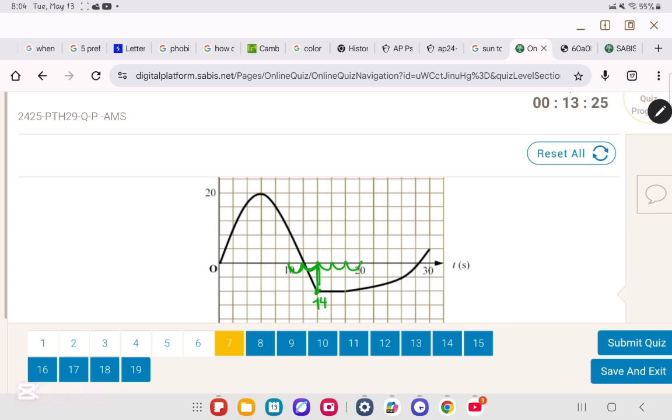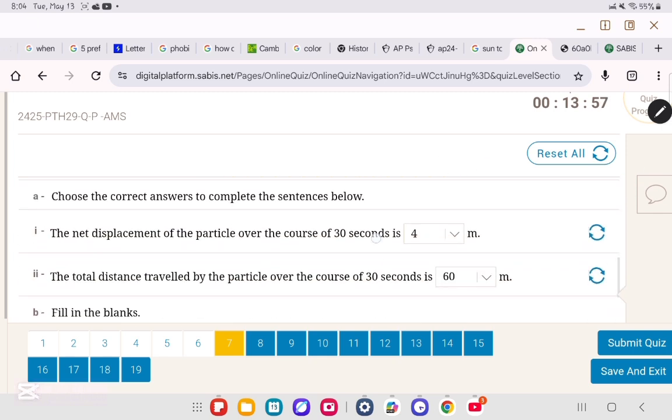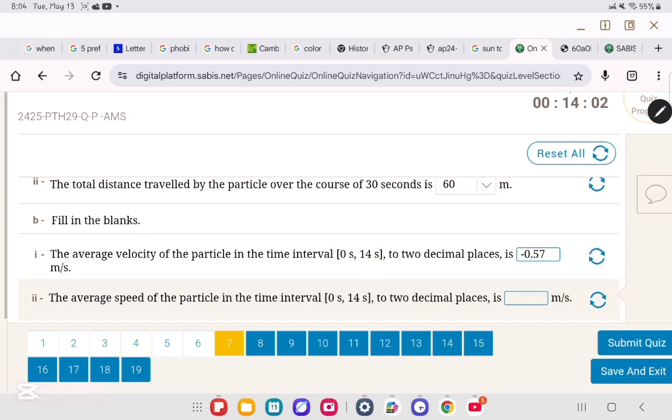So to find the net displacement, you're gonna take this position over here, which is minus 8 meters, and you're gonna, my bad, subtract it from the original position, the very initial position, which is 0 meters. So minus 8 minus 0, you're gonna get minus 8 meters is the displacement. And now in order to find the velocity, it's gonna be the displacement over time, so minus 8 over 14, and it will give you an approximate answer of minus 0.57.